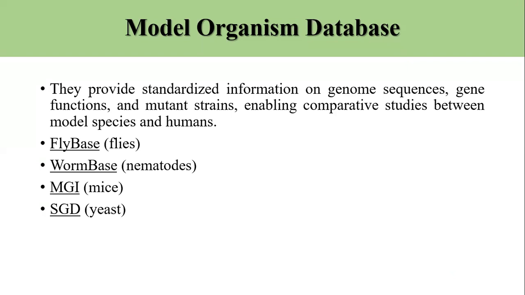Model organism databases also provide standardized information on genome sequence. As you know, the genome is the full set of chromosomes and the full set of genes present in one organism. These databases also include how many genes are present on one chromosome, how many genes are present in total in one organism, what is the position of a gene on a chromosome, and what is the function of each gene. These databases include everything about the genome, genes, genetics, and phenotypic and genotypic expression.